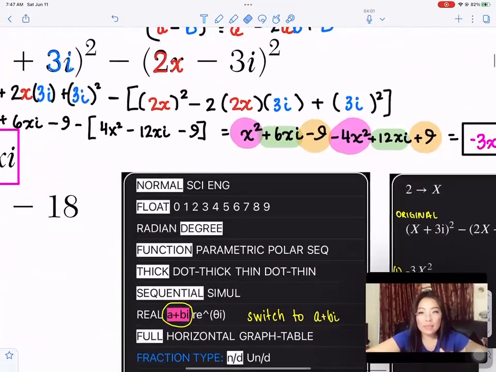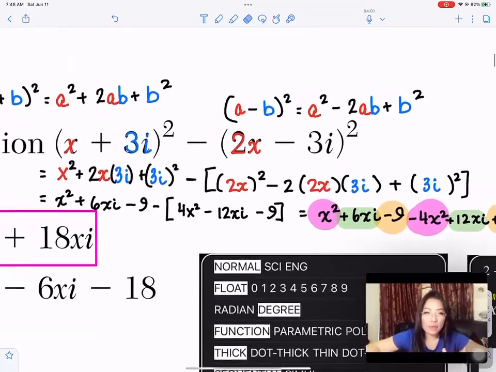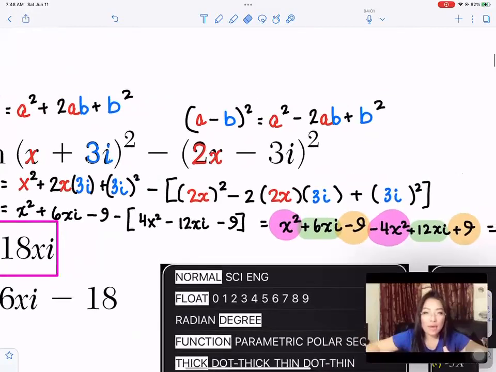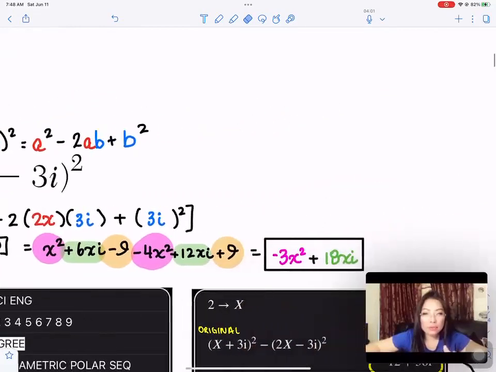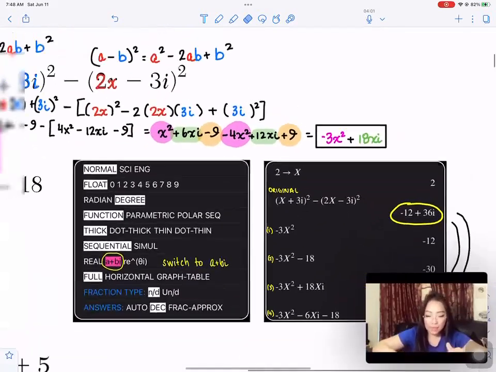So don't forget, a binomial square is a trinomial. Similarly, the second case is the same idea. When you expand it out, the only difference is that the middle term is going to be -2ab. So you get 4x squared minus 12xi minus 9. Now, keep in mind that you're subtracting, so you would then distribute a negative to all of the numbers. And when you combine like terms, you get negative 3x squared plus 18xi.